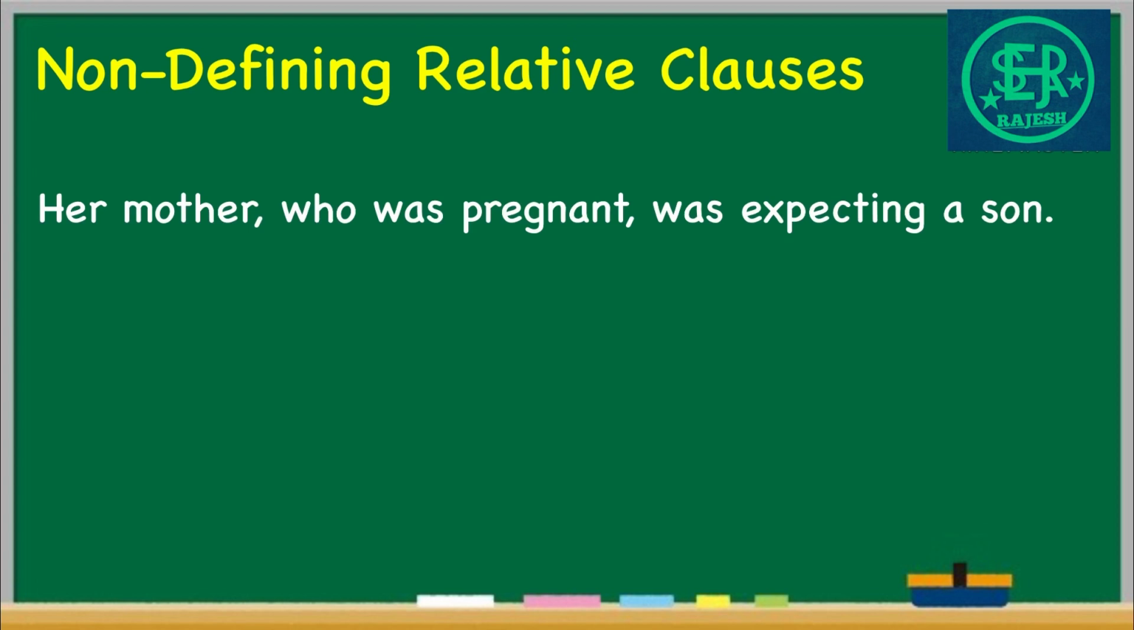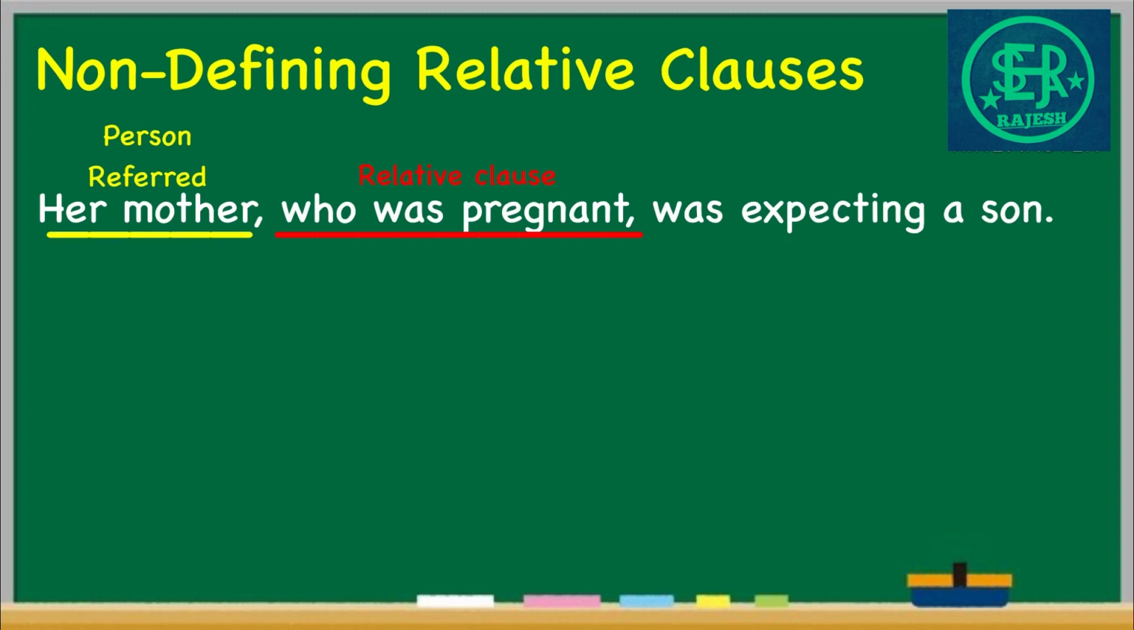We always use a relative pronoun who, which, whose, or whom to introduce a non-defining relative clause. In the example, the relative clause is who was pregnant and the person being referred to is her mother.